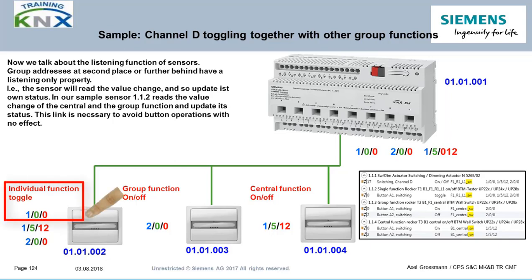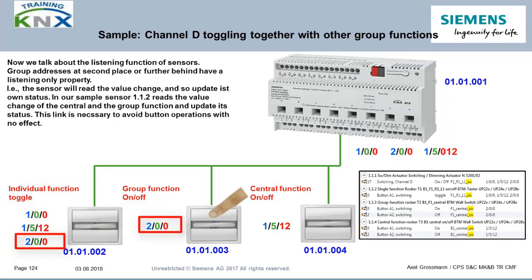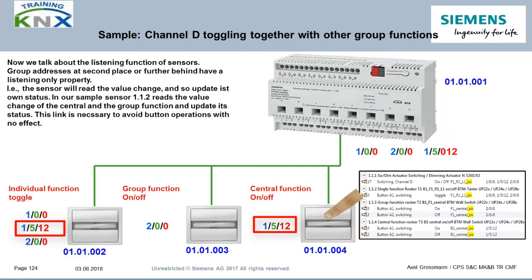It also receives the value changes of the central function sent via group address 2/0/0 or the group function sent via 1/5/12 and updates its status. This link is necessary to avoid button operations with no effect.